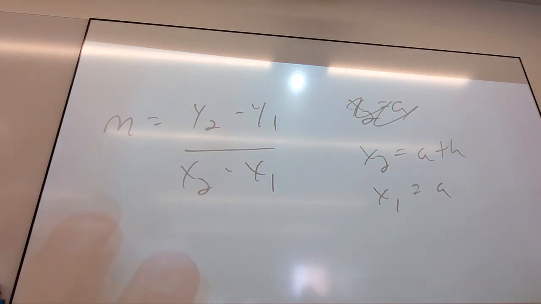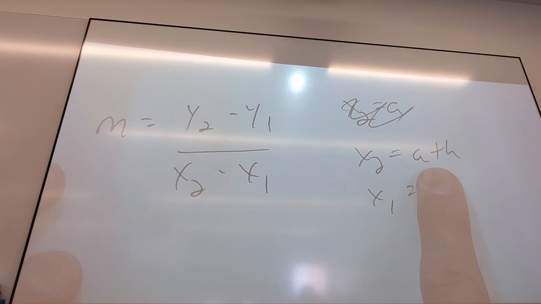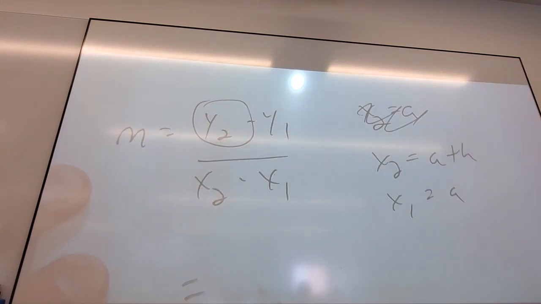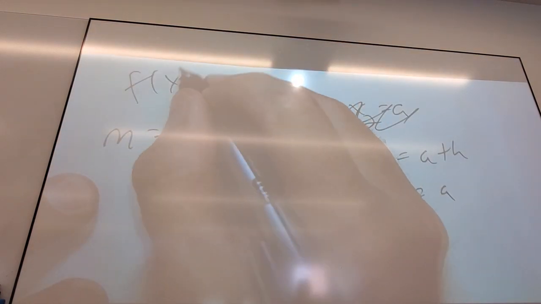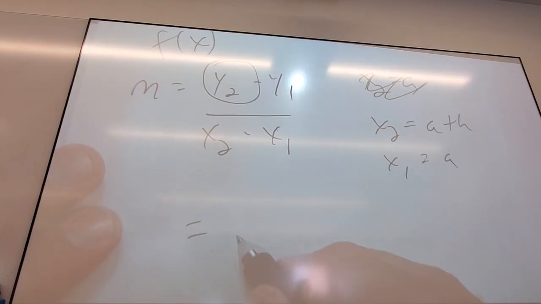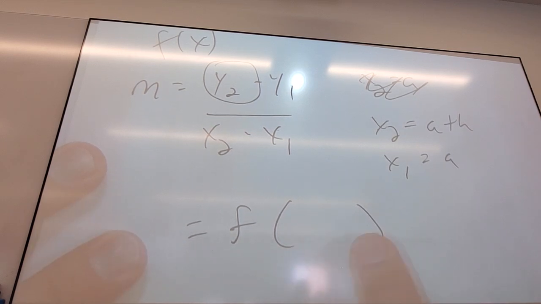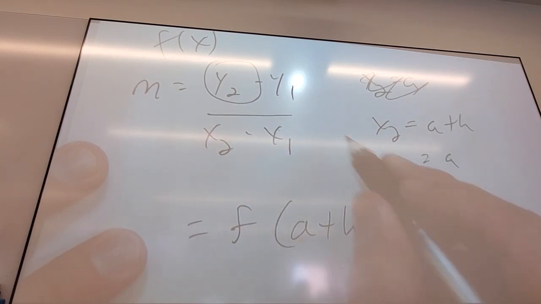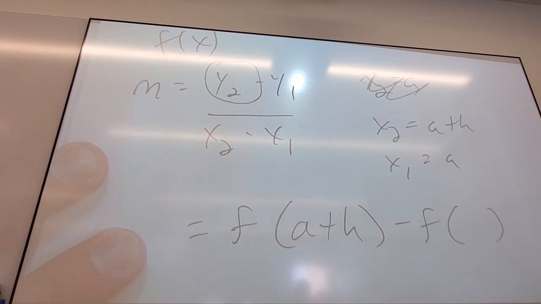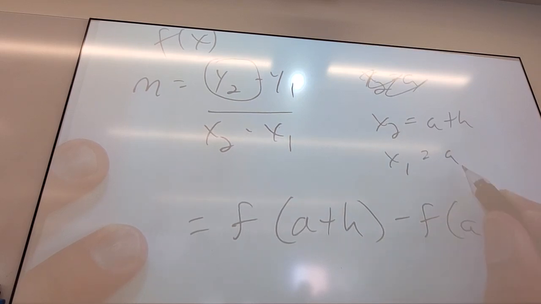So if I am curious about a, but then I go a little bit further from a, because I need 2 points, what would y2 be? And I'm working with a function f of x, let's say. Well, what's the second input? What's x2? A plus h. So what's y2? F of a plus h. What's y1? F of a, because the first input's a.